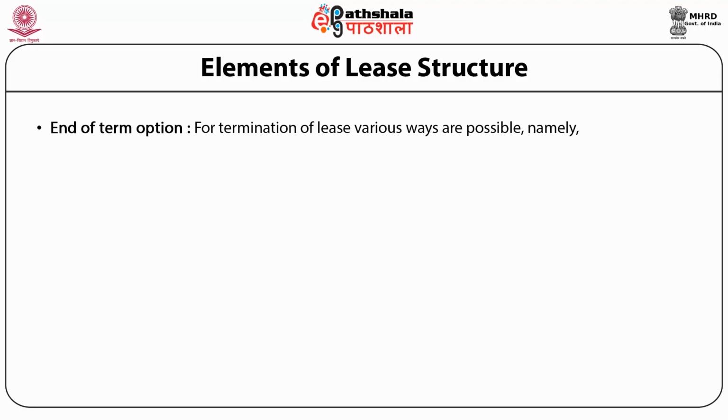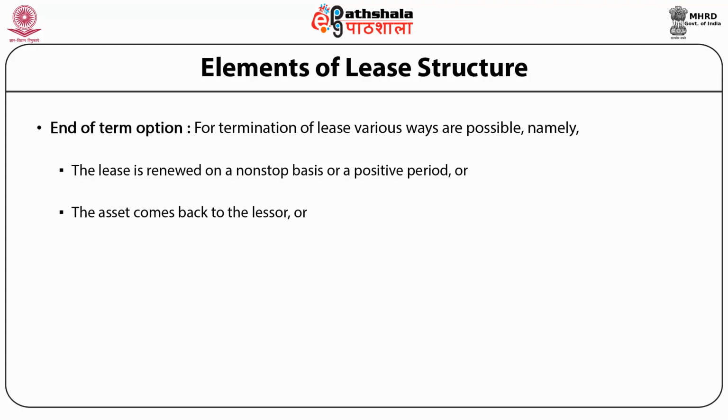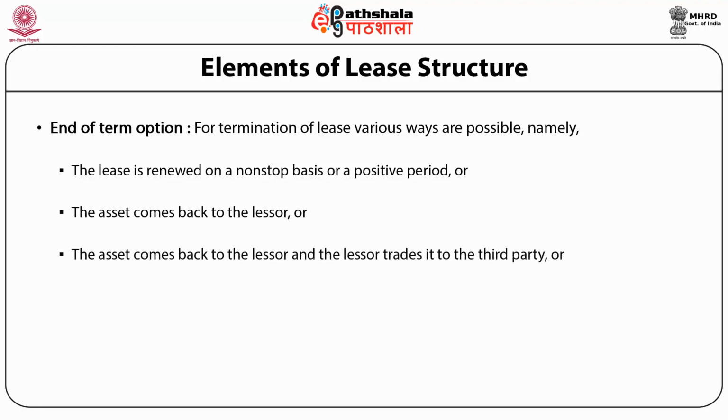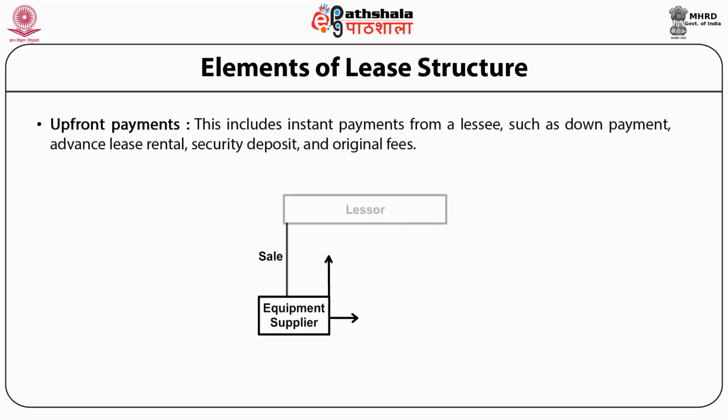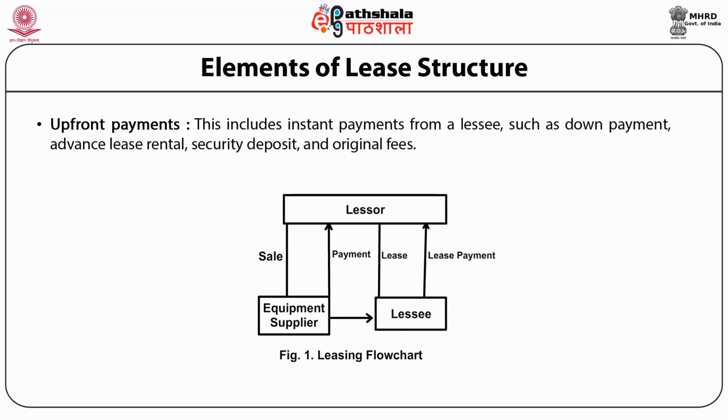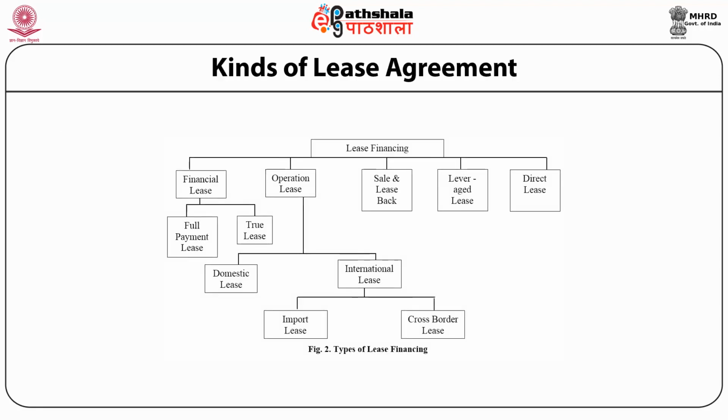For termination of the lease, various ways are possible, namely, the lease is renewed on a non-stop basis or for a definite period, or the asset comes back to the lessor, or the asset comes back to the lessor and the lessor trades it to a third party, or the lessor sells the asset to the lessee. This includes bargain buyout option, bargain renewal option, and option to return equipment at the end of the lease term. Upfront payments. This includes instant payments from a lessee such as down payment, advance lease rental, security deposit and original fees. Kinds of lease agreement.